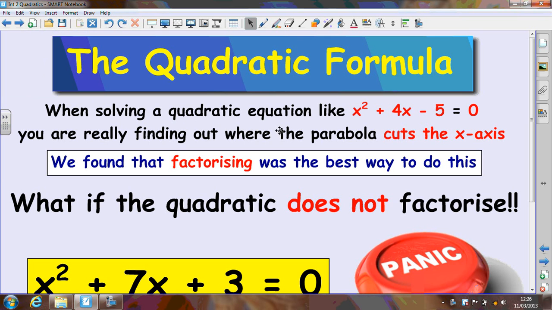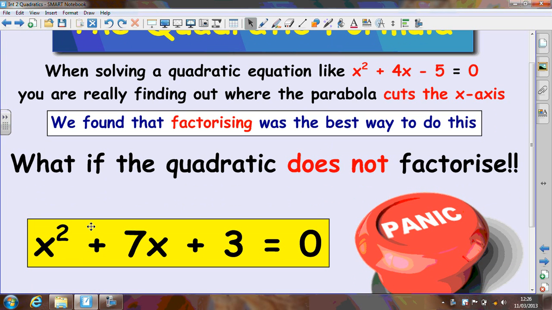Now what the quadratic formula allows you to do is calculate the roots of a quadratic equation. That's where it cuts the x-axis, where the quadratic equation doesn't factorise. So I've put here that you've not to panic if it doesn't factorise, you can use the quadratic formula. Even if it did factorise, you could use the quadratic formula to work out the roots, but it would just be a bit of a longer method and it wouldn't be necessary.